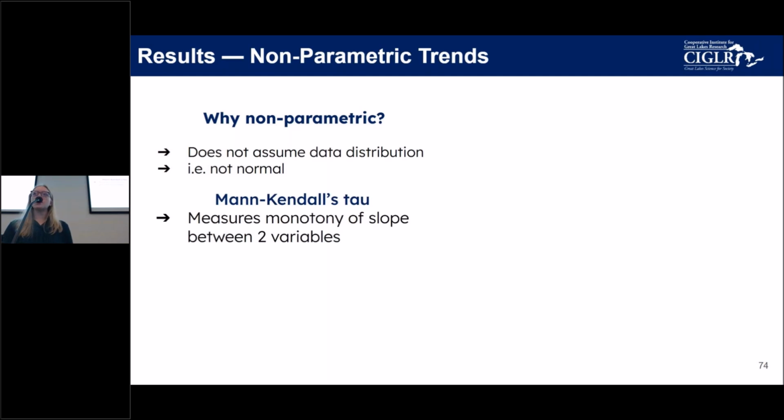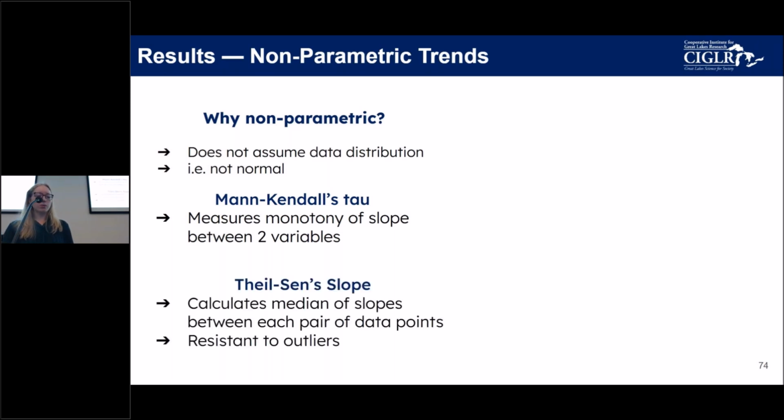We used two main tests. The first was the Mann-Kendall test. We used tau, which measures the monotonicity of the relationship between two variables, and also the Theil-Sen slope, which calculates the median of slopes between each pair of data points and is more resistant to outliers.